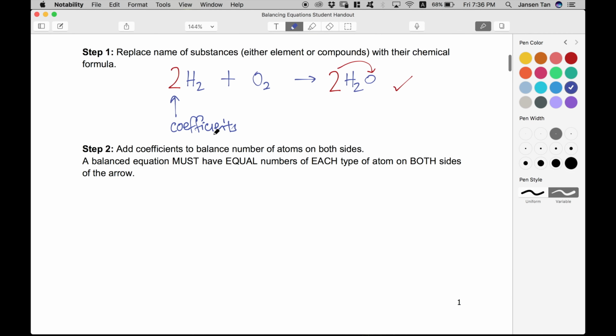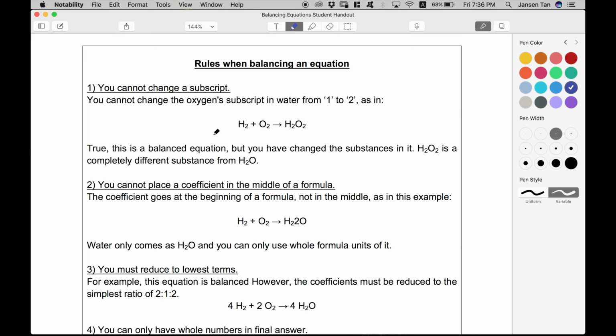Let's move on. I would now like to reiterate some rules for balancing equations. Number 1, using the same example that we have, we cannot change the numbers that are below here. These are called the subscripts. Okay, so like water is H2O, right? We can't add a 2 behind that to change that to H2O2. This is not allowed. Okay, so you cannot change the subscripts.